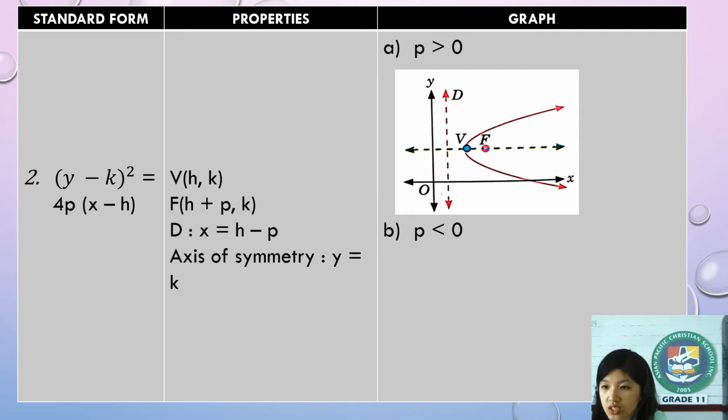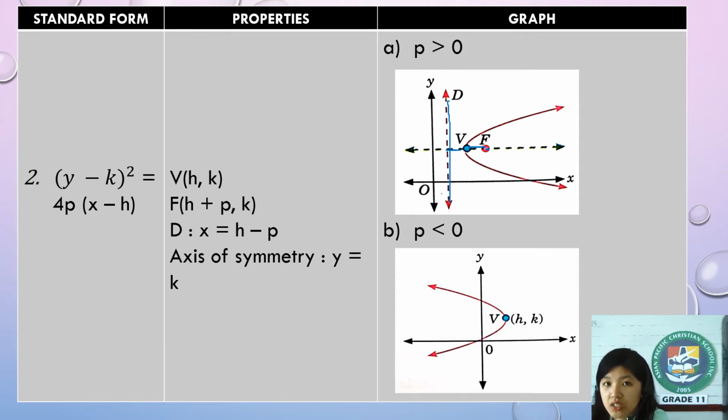Kung mapapansin nyo, lagi siyang nasa loob ng ating parabola. And yung distance niya from here, dito sa directrix, and dito sa focus is equal yung kanilang distance. And kung mapapansin nyo, ang ating directrix ay nasa kaliwa ng ating parabola. Next, pag P is less than 0, so we have the parabola opens to the left.